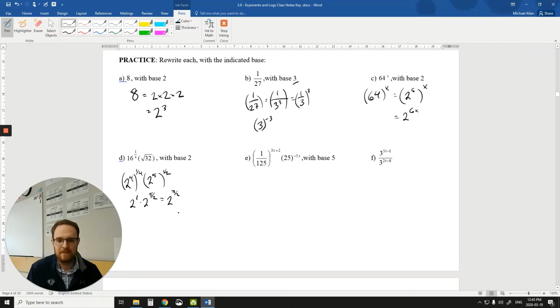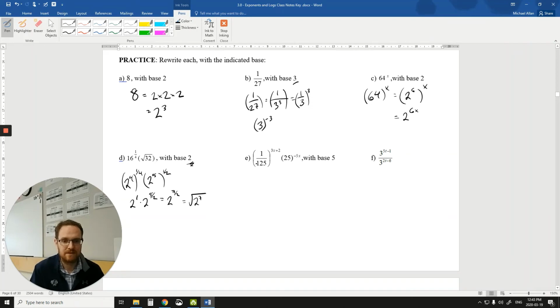There we go. If you want, you can change it into a square root again, because the denominator is 2 on my exponent, so that's the square root of 2 to the power of 7. And we're just going to leave it there. We're not going to bother multiplying that out because I want to keep it in base 2.